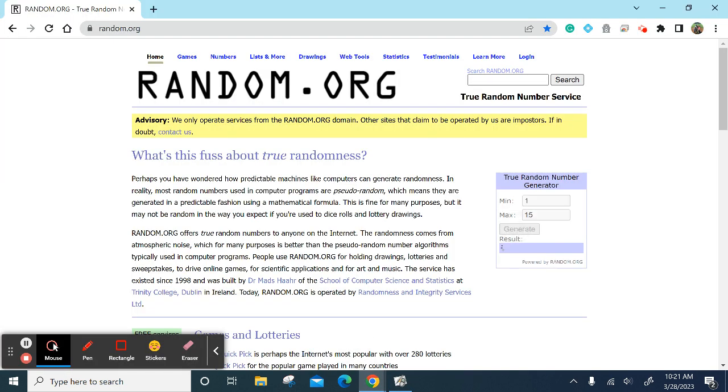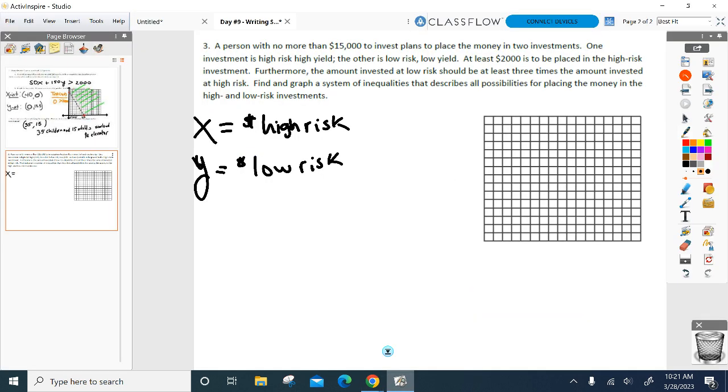Help me out here. Come on, big dog. Can you repeat it? Okay. A person with no more than 15,000 to invest. In total, the amount of money I have on me is no more than 15,000. And remember, X and Y are the money I put in the bowl. So in total, Clayton, I don't have more than 15,000. So what do I want to do with X and Y?